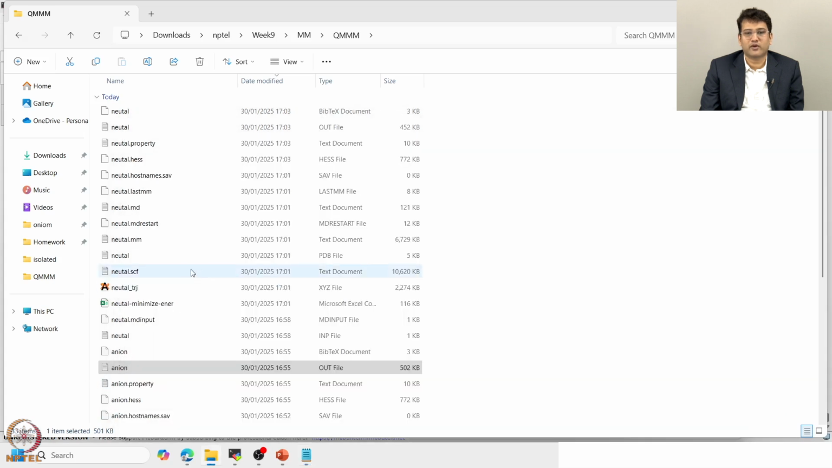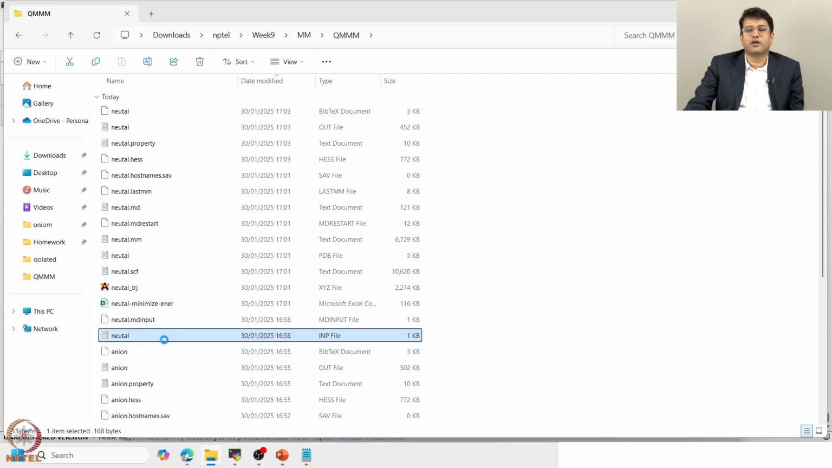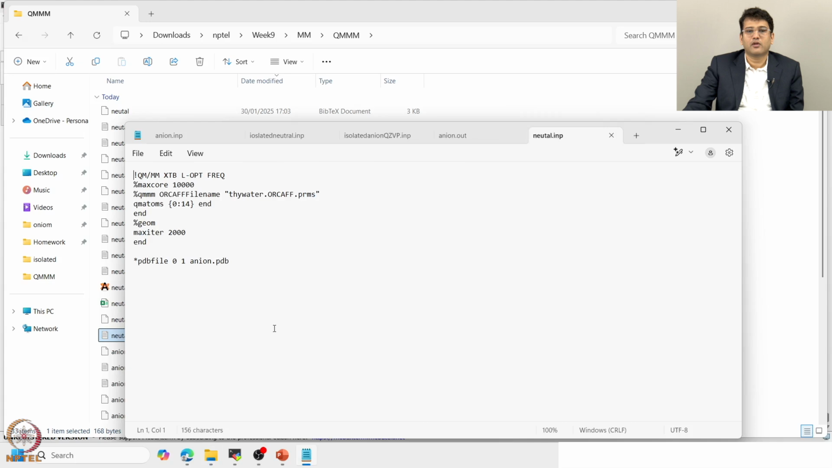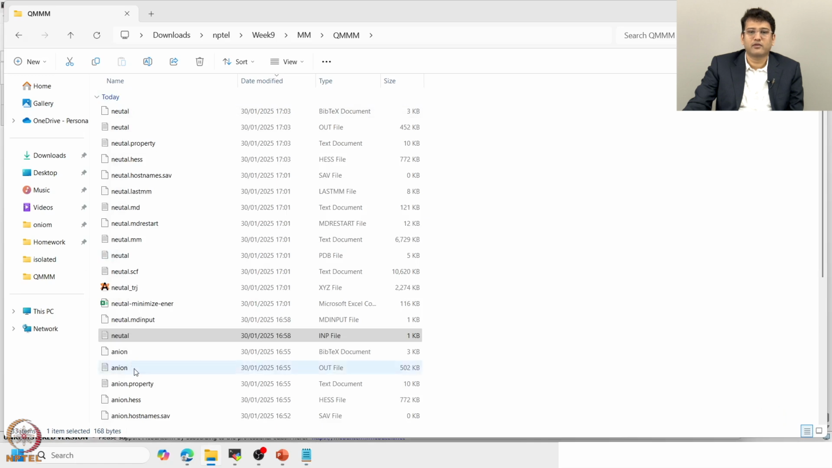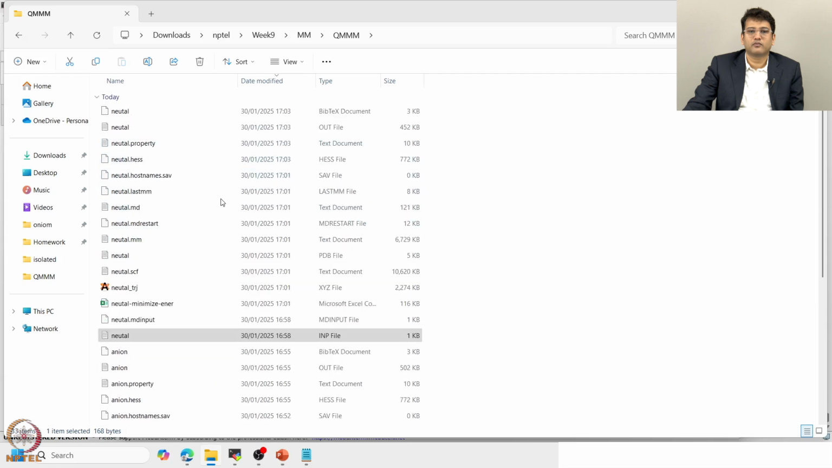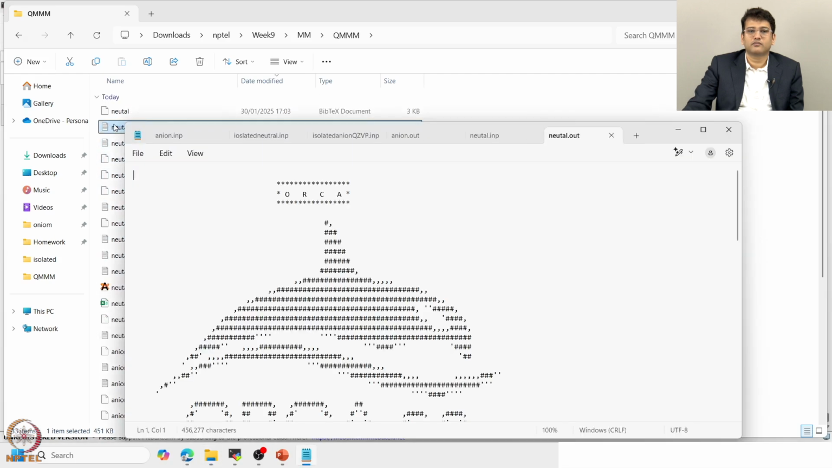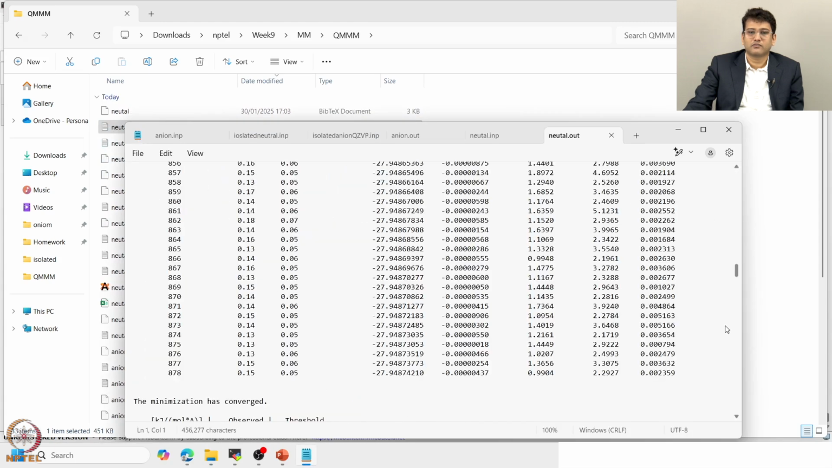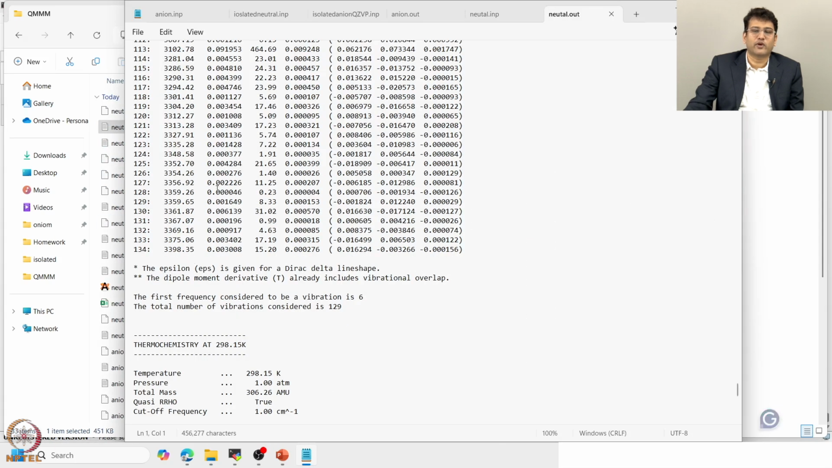So for the neutral optimization, what we have done, if I show you the neutral input file, instead of starting from the original PDB geometry, we have started from the anion geometry and then optimized it to neutral, just to make convergence a little faster. If I open the neutral output file, you also see there is no negative frequency.